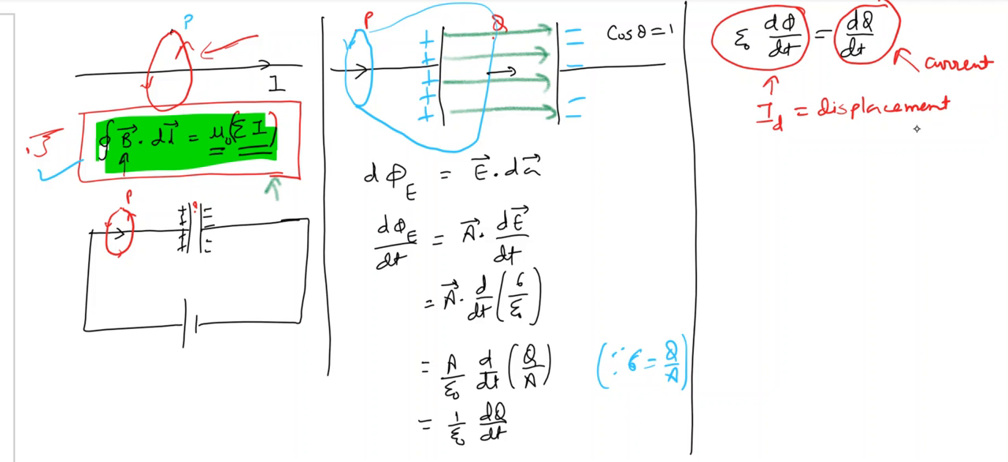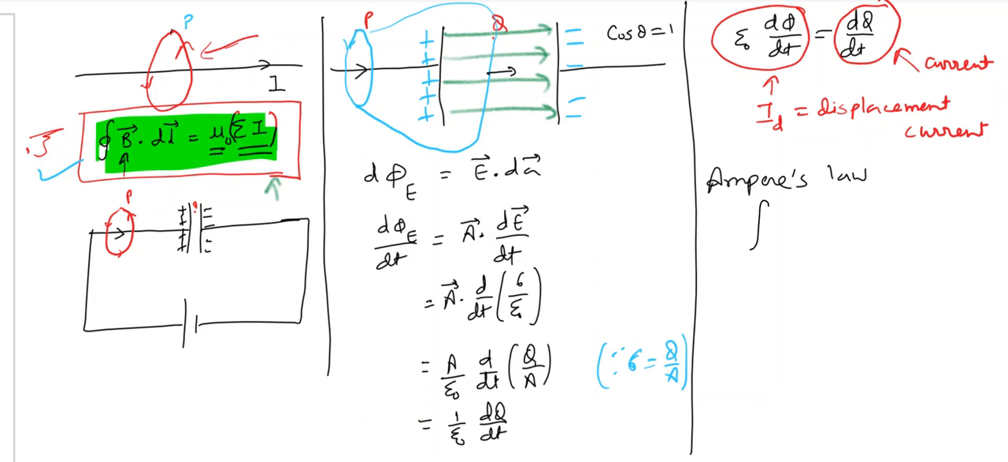Or in other words, whenever flux changes in some region, the effect produced is very similar to some current passing through a conductor. What is the effect of current? It produces magnetic field. Similarly, changing flux also produces magnetic field. And hence, this equation, Ampere's law, was corrected.